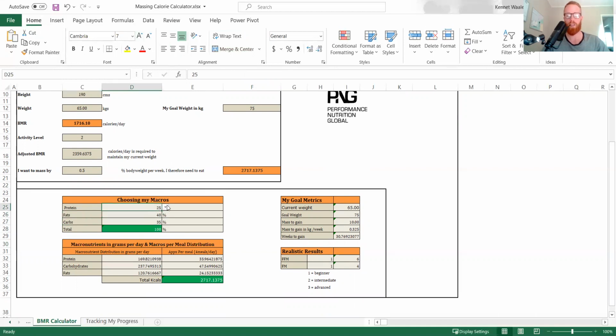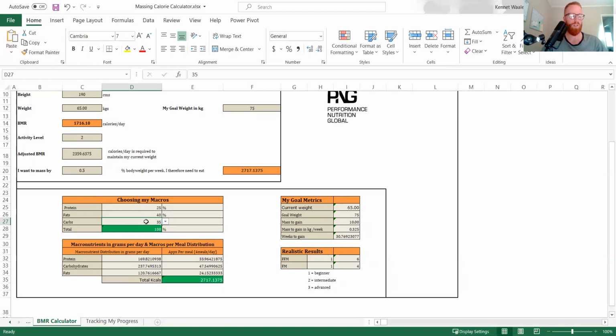What I would highly recommend for the majority of people using this is that you leave your protein between 20 to 30%. And then you will probably have somewhere in the vicinity of 30 to 40% of either fats and carbs. If you really do love your carbs more than fats, then you choose more carbs and vice versa.